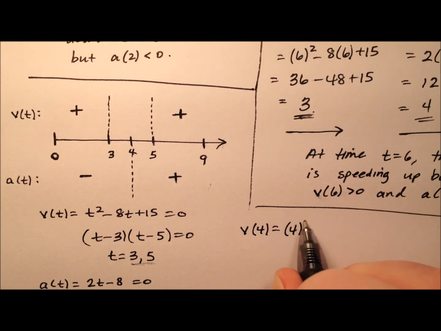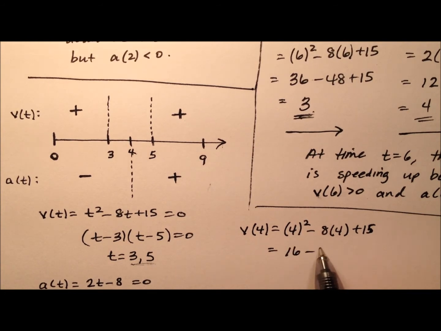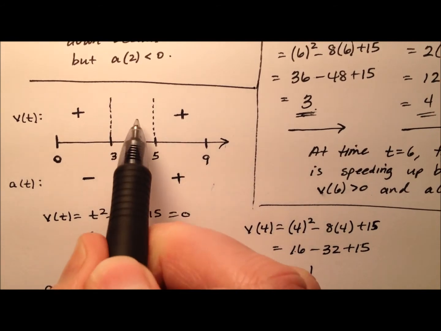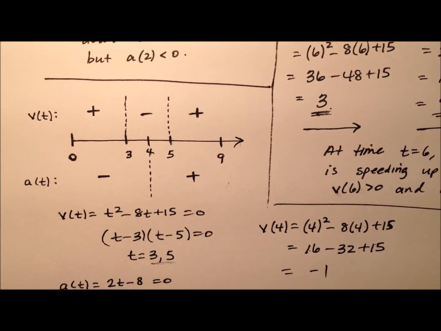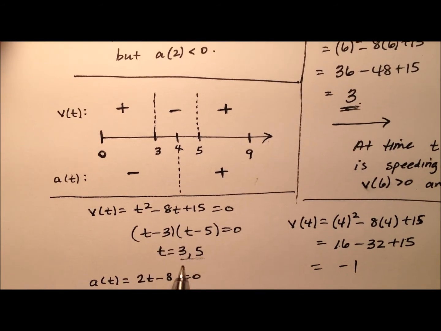So that'll be 4 squared minus 8 times 4 plus 15. So 16 minus 32 plus 15, looks like 31 minus 32. That's a negative. Okay, so we have a lot of information right here, and I like this.